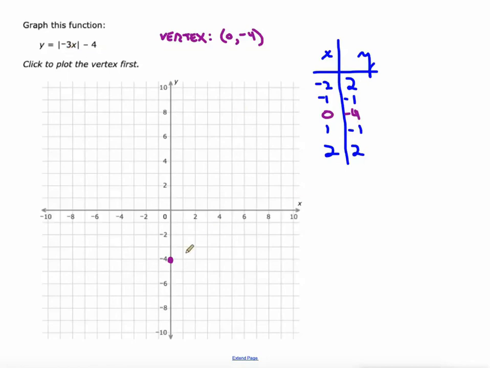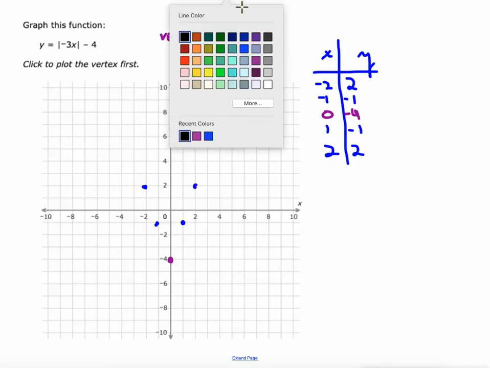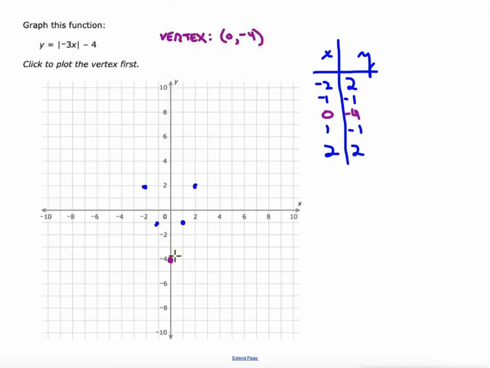Notice the symmetry there. 1, -1. 2, +2. -1, -1. -2, +2. That's symmetry. And that always occurs in an absolute value function on either side of the vertex, much like a quadratic function.